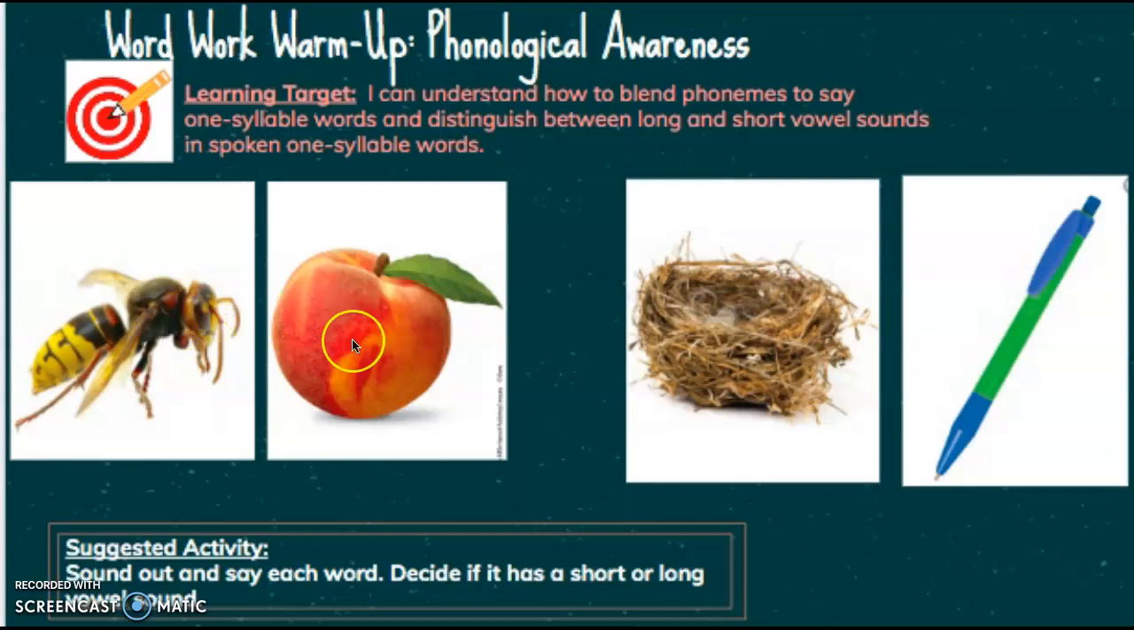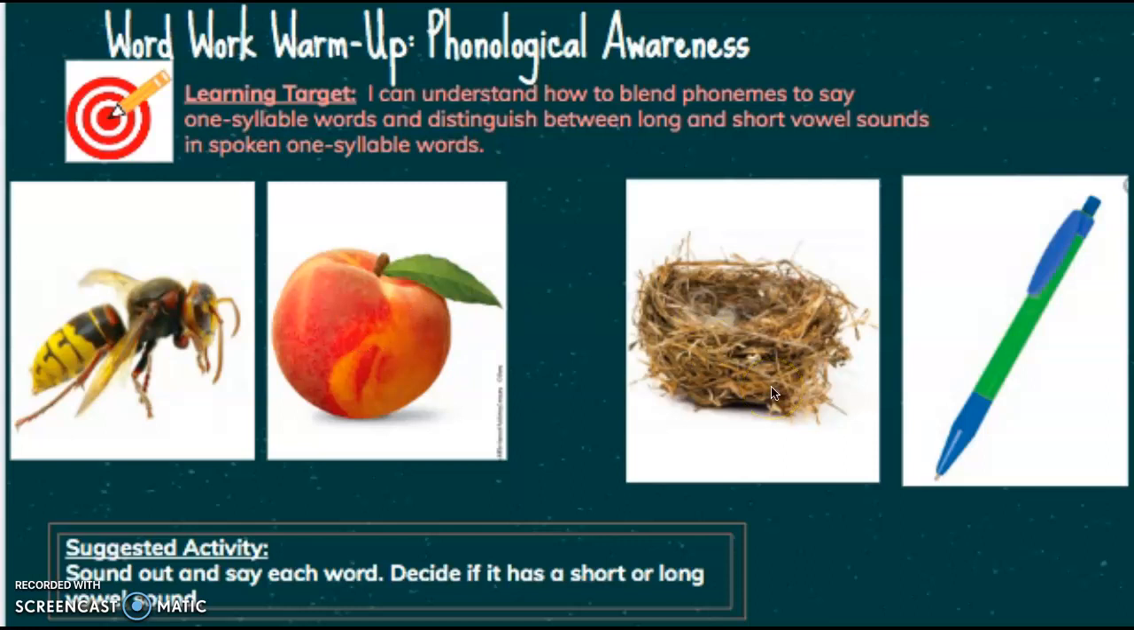B. This is a peach. Peach. Does this have the long vowel or short vowel sound? E, peach. I hear the long vowel E, peach.